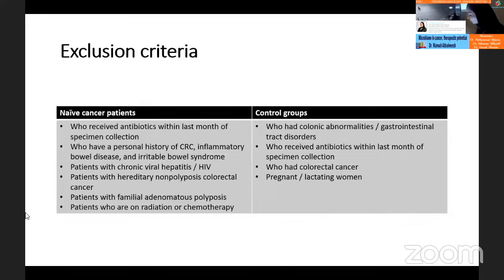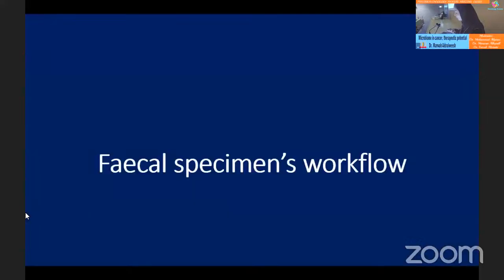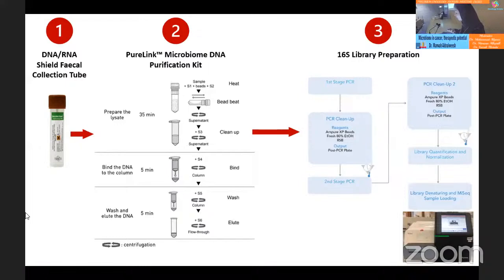For the control groups, we exclude those who again received antibiotics, who had colorectal cancer before, and who had colonic abnormalities or gastrointestinal tract disorders. We for sure excluded pregnant and lactating women from participating in the study. So for the fecal specimens workflow, we instructed patients and controls how to collect the stool sample, and the stool sample is collected in a specially designed fecal collection tube, specifically designed for microbiome study, and then we do the microbiome DNA extraction.